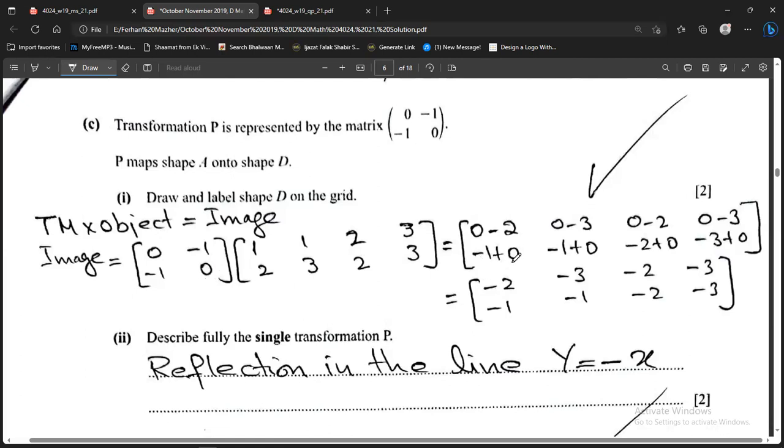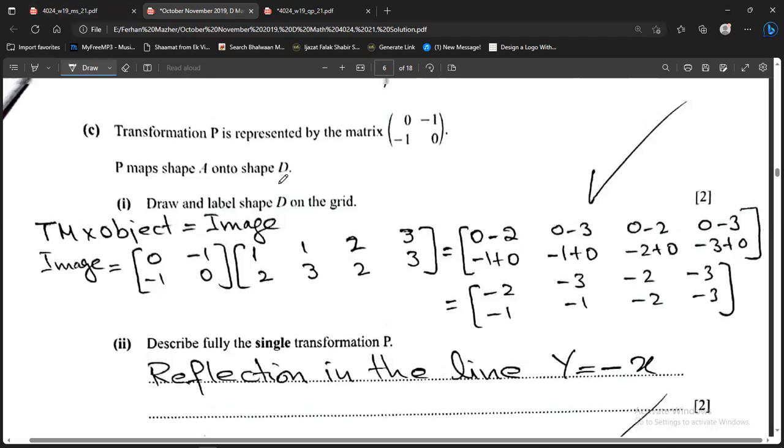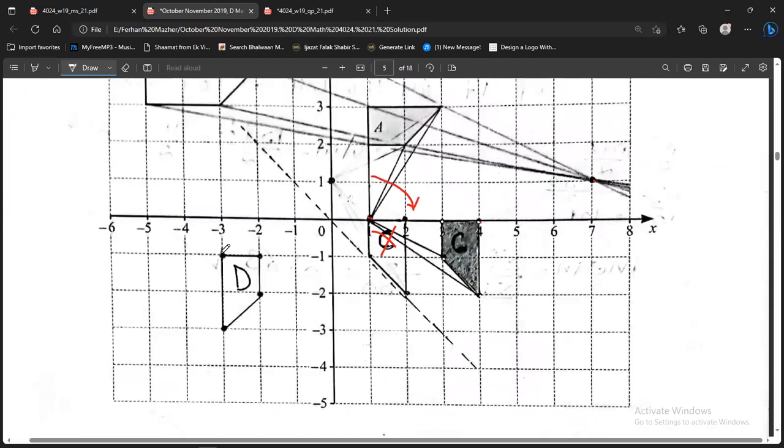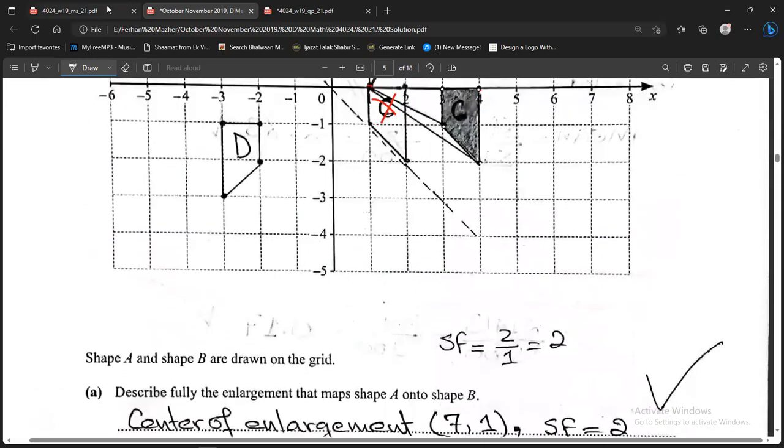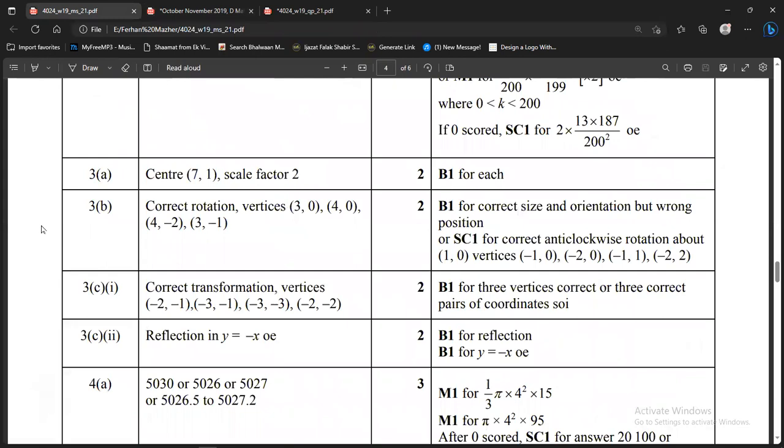Okay. Now this row will multiply. It will be -1 plus 0. Then you will have -1 plus 0. Then you will have -2 plus 0, -3 plus 0. So the coordinates of the image of the shape D will be (-2, -1), (-3, -1), (-2, -2), (-3, -3). Then I will draw that diagram. So this is (-3, -1), (-2, -1), (-2, -2), (-3, -3). This is that diagram. Our answer is right, sir.